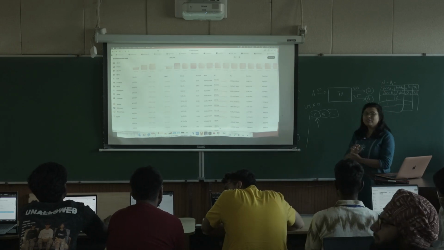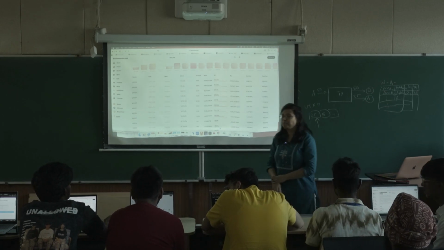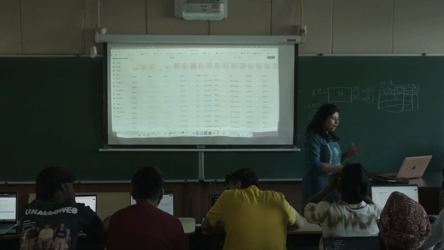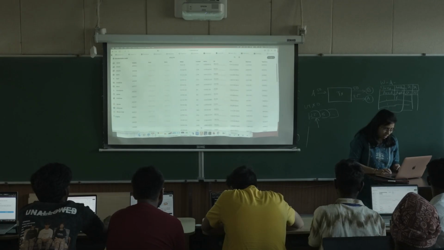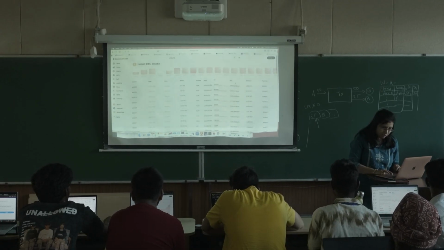Okay, questions anyone at this point? Okay, so now let us look into a block. So let's see what the block looks like. So I was looking at this block.